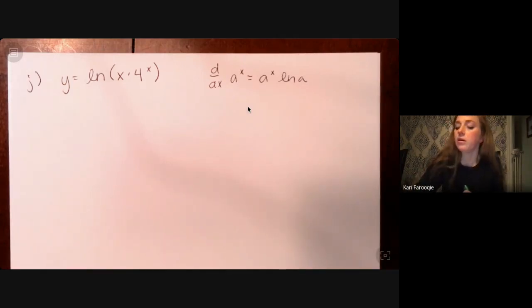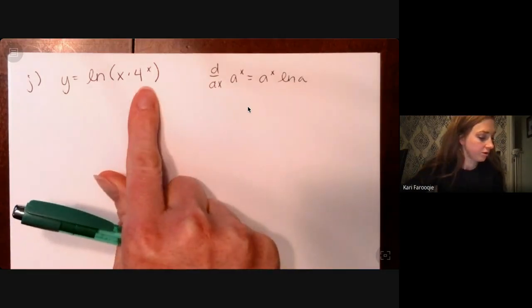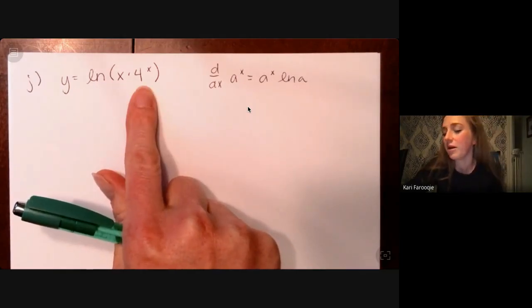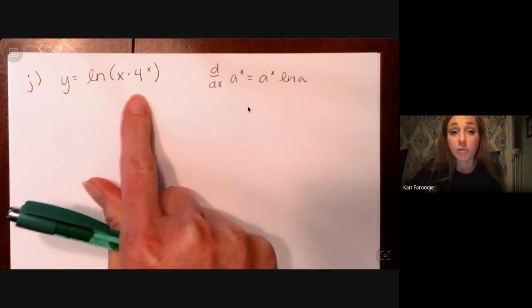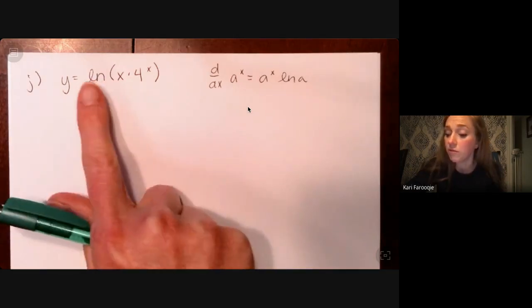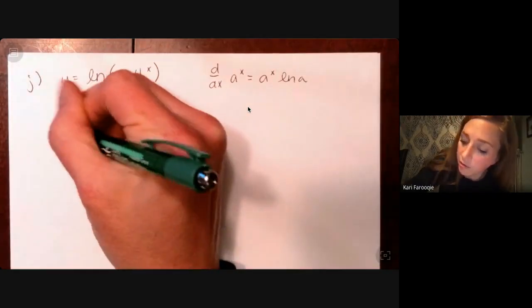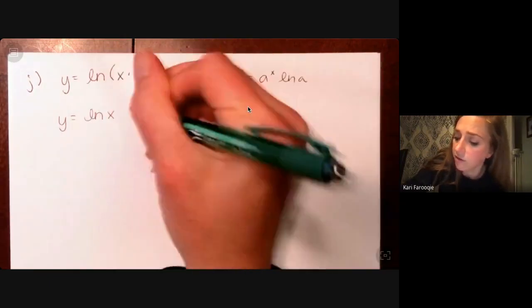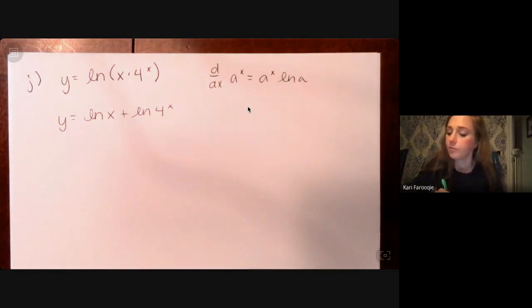Okay. All right, so we're taking the natural log of a product. Remember that, oh, actually, we can avoid the product rule by rewriting this natural log as the sum of two logarithms because we have the natural log of a product. So we're going to use that logarithm rule that allows us to split this up into the natural log of x plus the natural log of 4 to the x.